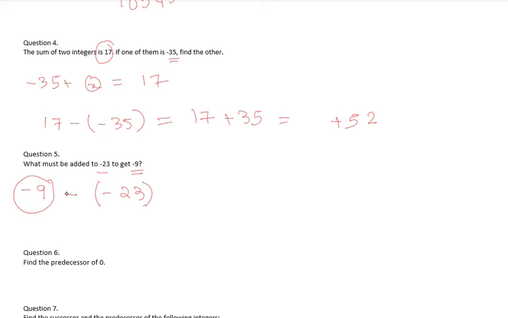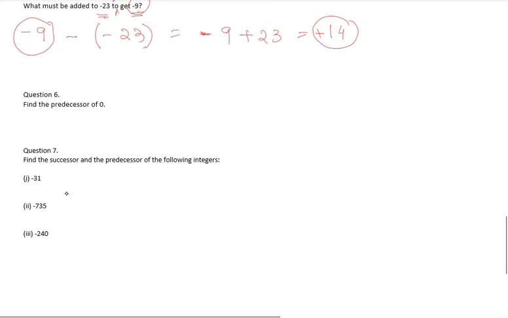So the first number is minus 23 and the second number is the question mark and the addition answer is minus 9. So this becomes minus 9, change of sign because the sign outside the bracket is minus. So that becomes plus 23, which gives plus 14. So I can say 14 must be added to minus 23 to get the answer minus 9.